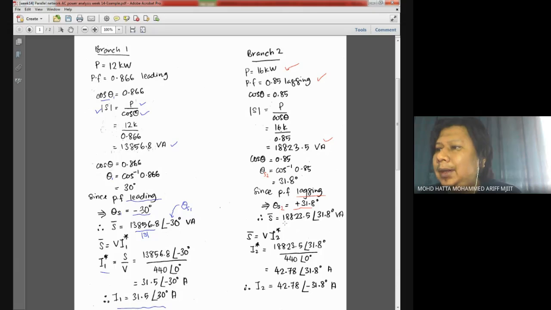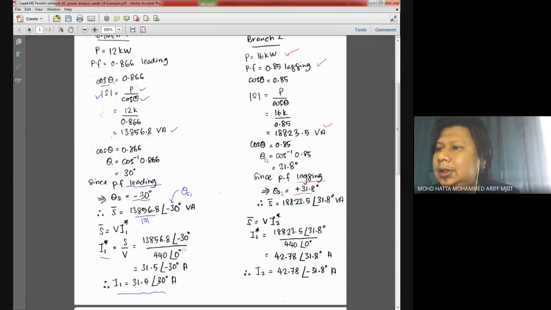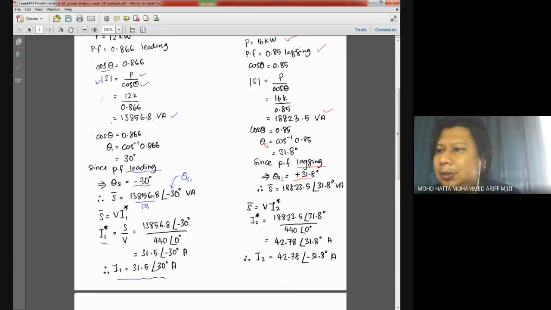18823.5 as the magnitude, and the angle is a positive 31.8 since the power factor is lagging. And I will use the same strategy that I applied in branch number 1. First, I try to calculate the value of my I2 conjugate and take the opposite sign of the conjugate value of current in order for me to get the actual value of I2.